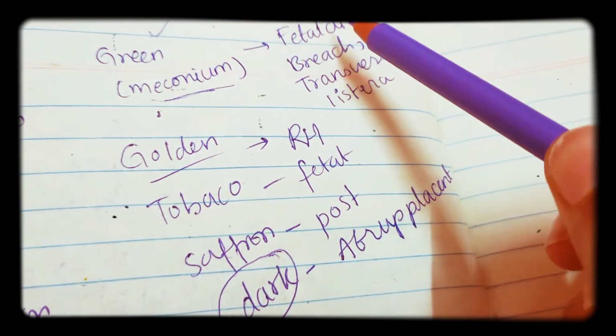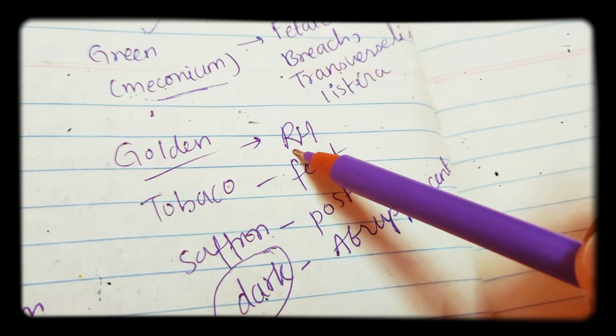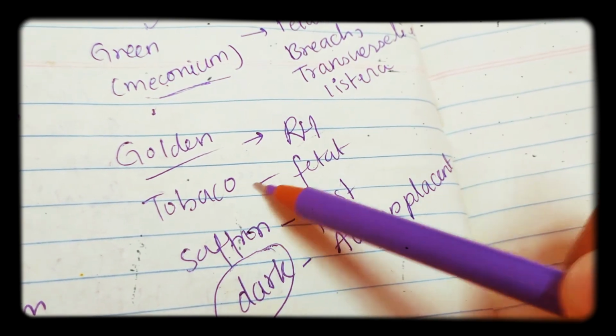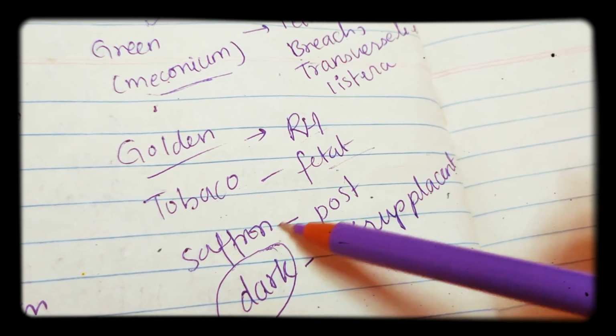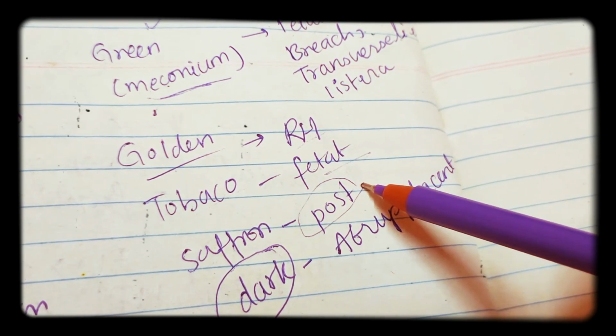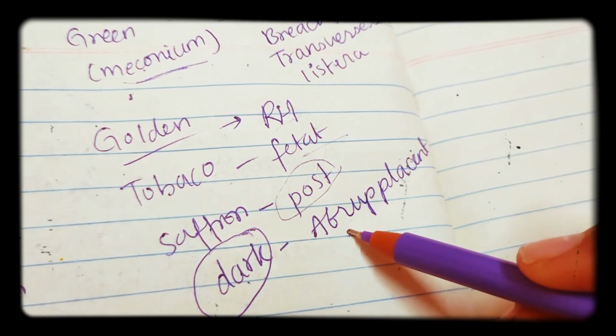Green meconium: fetal distress, breech position, transverse lie, Listeria. Golden color: Rh incompatibility. Tobacco juice color: fetal death. Saffron color: post-term pregnancy. Dark color: abruptio placenta with concealed hemorrhage.